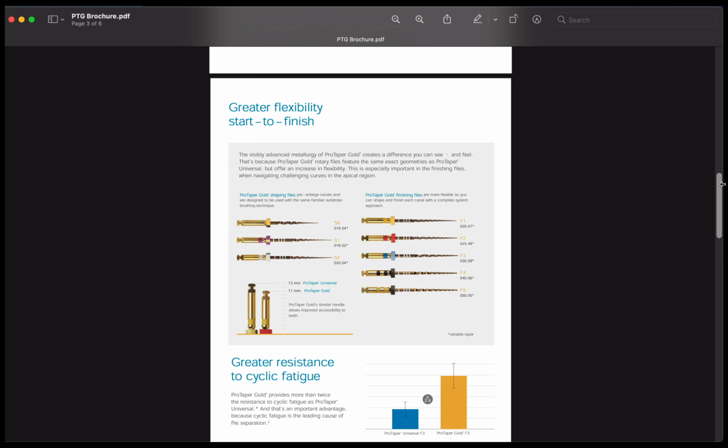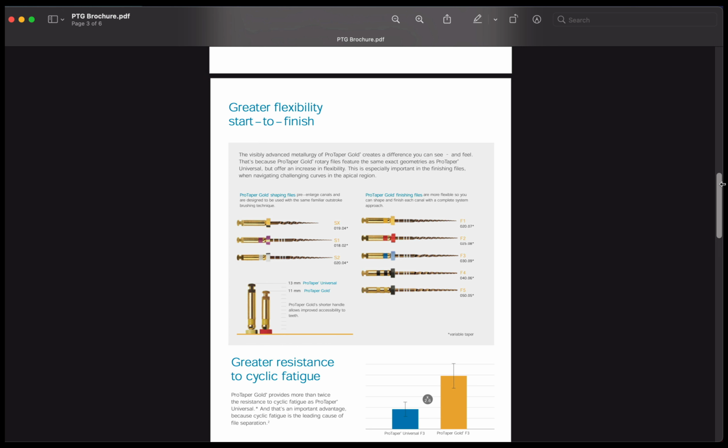But you start with your SX orifice opener, and then you get into your shaper files, your S1 file and your S2 file. And these files are really meant to only instrument the coronal third for the S1 and the middle third for the S2. They don't really engage in the apical region. That's what your finisher files are meant to do.